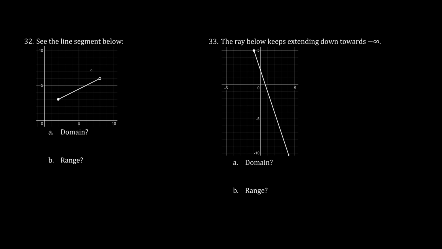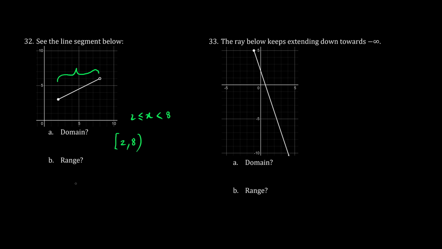Now let's practice finding the domain and range of line segments and rays. What's the domain of question 32? The domain is concerned with from side to side. The smallest value is 2, so we say 2, comma, the largest value is here, 5, 6, 7, 8. Whenever we have a solid dot, it means we include the endpoint, so we put a square bracket. And the hollow dot means not including. So you could say this, or if you prefer, x is greater than or equal to 2, which is less than 8.